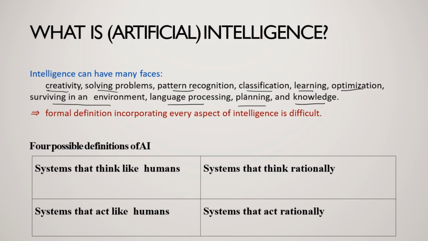So I may be creative, good at solving problems, good at recognizing patterns, good at classification, good at learning new things, good at optimizing something. I may be good at surviving in an environment that may be difficult for me, good at language processing, very good at planning, or have very good knowledge about some specific thing. In all these cases I would be called intelligent. So systems that think like humans, systems that think rationally, systems that act like humans and systems that act rationally, if they have any of these capabilities, are termed artificially intelligent systems.